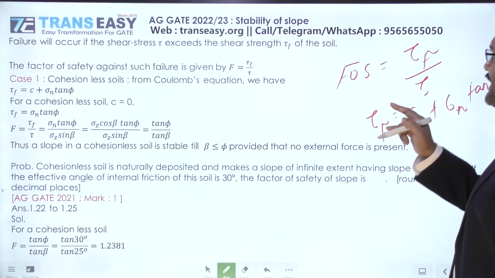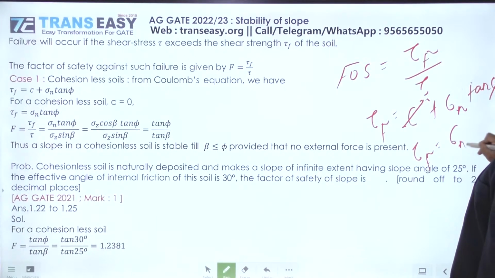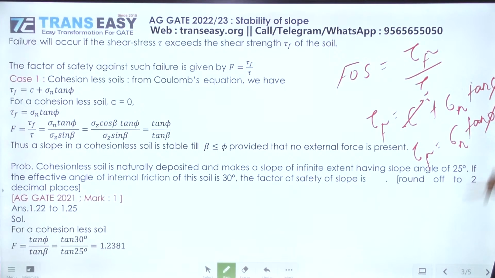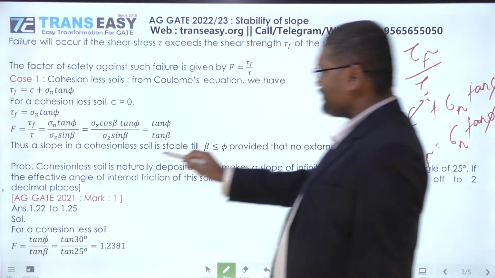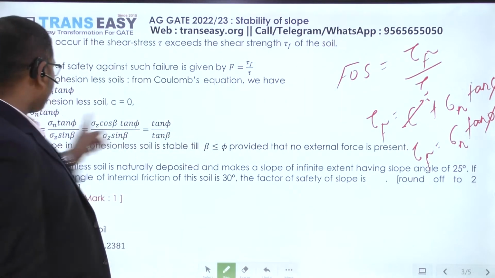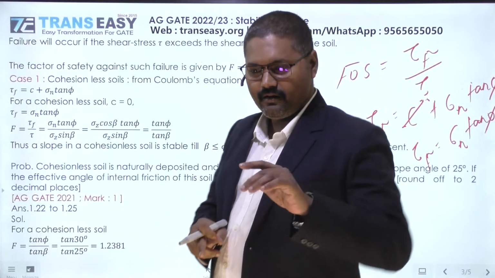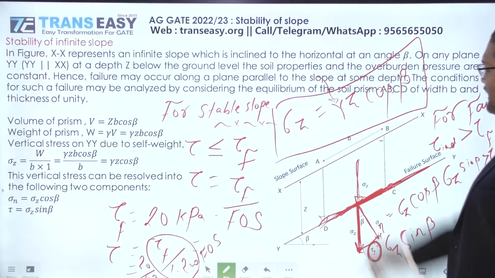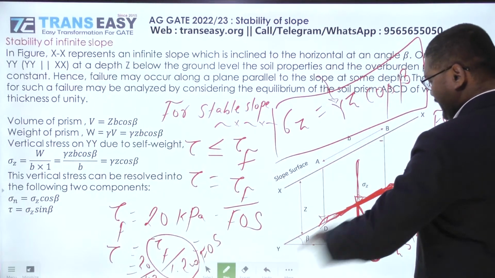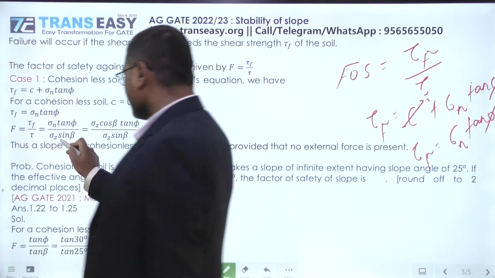Friends, in the first case we are considering cohesionless soil. It means C is 0. So shear strength of the soil is sigma n tan phi. Factor of safety is tau f upon tau, where tau f is sigma n tan phi, and tau is sigma z sin beta. है ना? Yes. The component of vertical stress along the plane is called tau, and it is causing sliding of the soil mass along this plane. और हम इसे रोकने का प्रयत्न करने जा रहे हैं. Okay, so this tau is sigma z sin beta. Done.